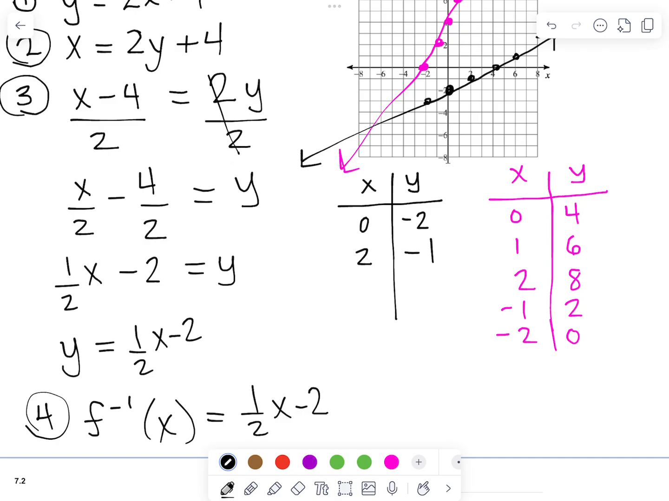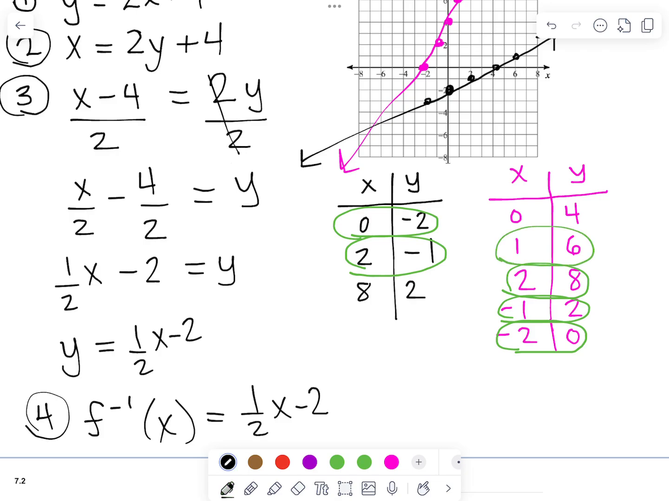Now notice that our ordered pairs interchange. So here's 0, -2, and now that's this ordered pair here interchanged. And then -1, 2, when I graphed it out, that is the reflection point of 2, -1. So then could I find the rest of the ordered pairs? I could take 2, 8 and interchange it as 8, 2. And then 1, 6, I would interchange that to 6, 1. And the last one, 4, 0.